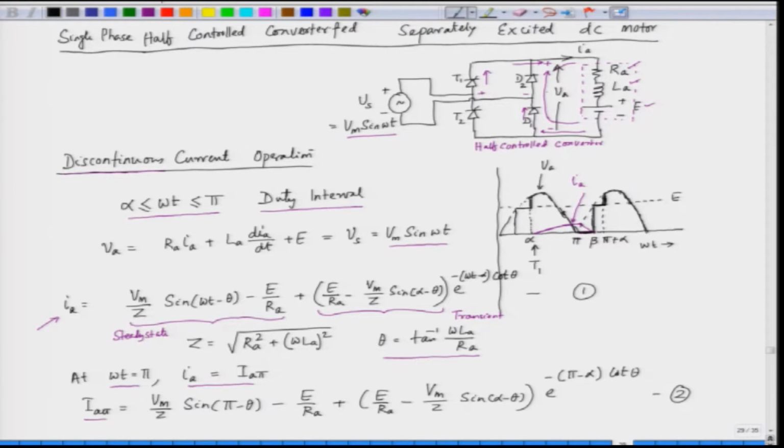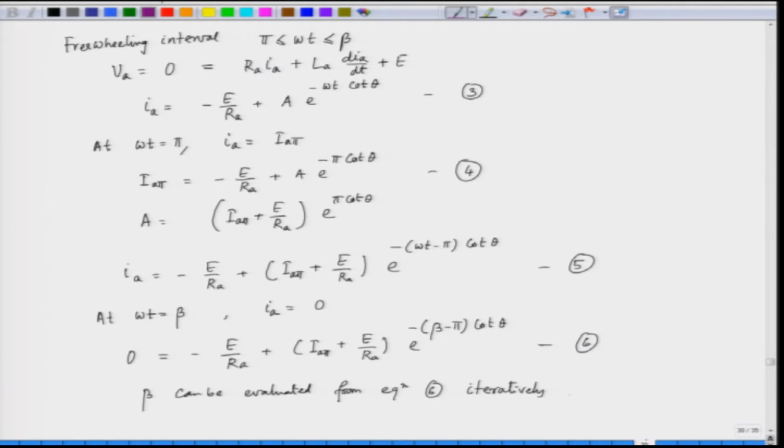Why will the current decrease? Because this current is opposed by the back EMF, that is E. So, the current will be decreasing exponentially. This is how the current will be decreasing. That interval is called the freewheeling interval.